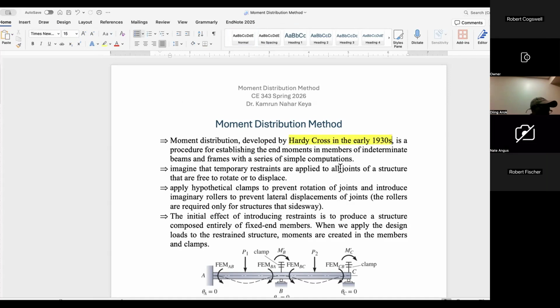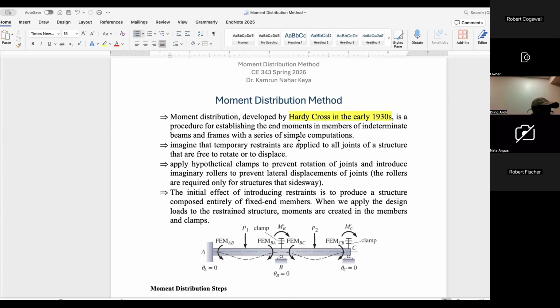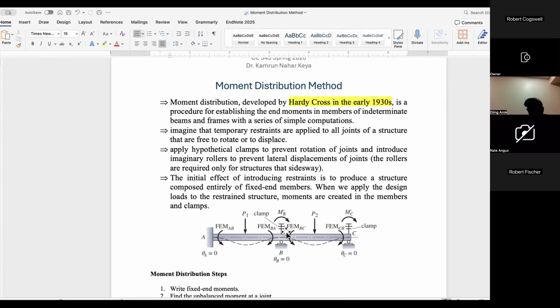This method was developed by Hardy Cross. He or she, I have no idea, but that person established the moment distribution method. And as you can understand from the name, you don't need to use the general way to calculate the moment. Suppose here we have a hinge, there will be some distribution factor we have to compute, and then the moment will be distributed into two bars.